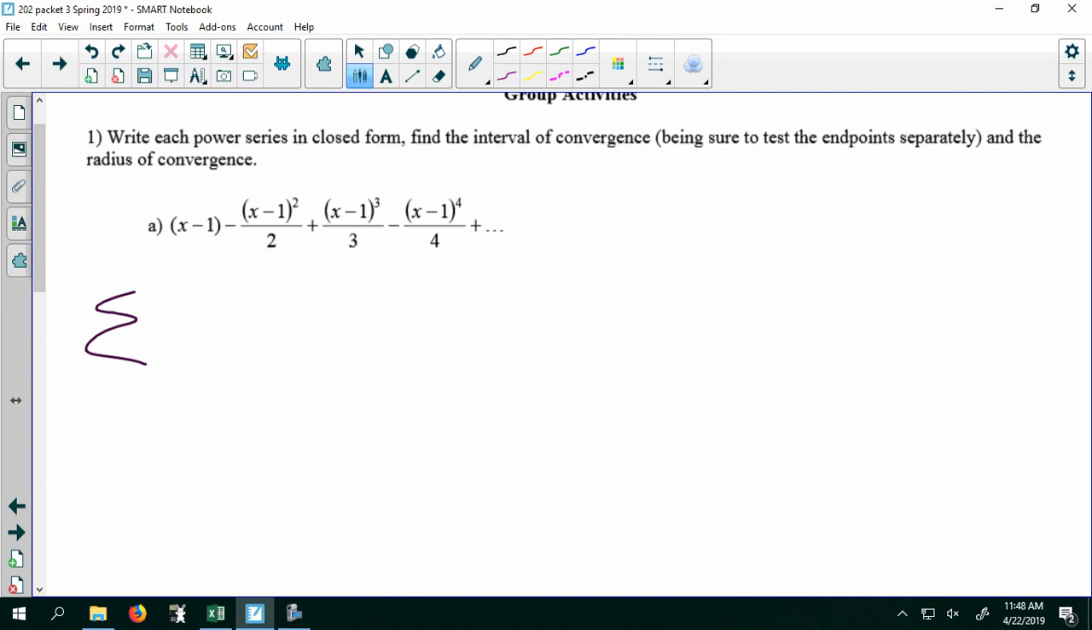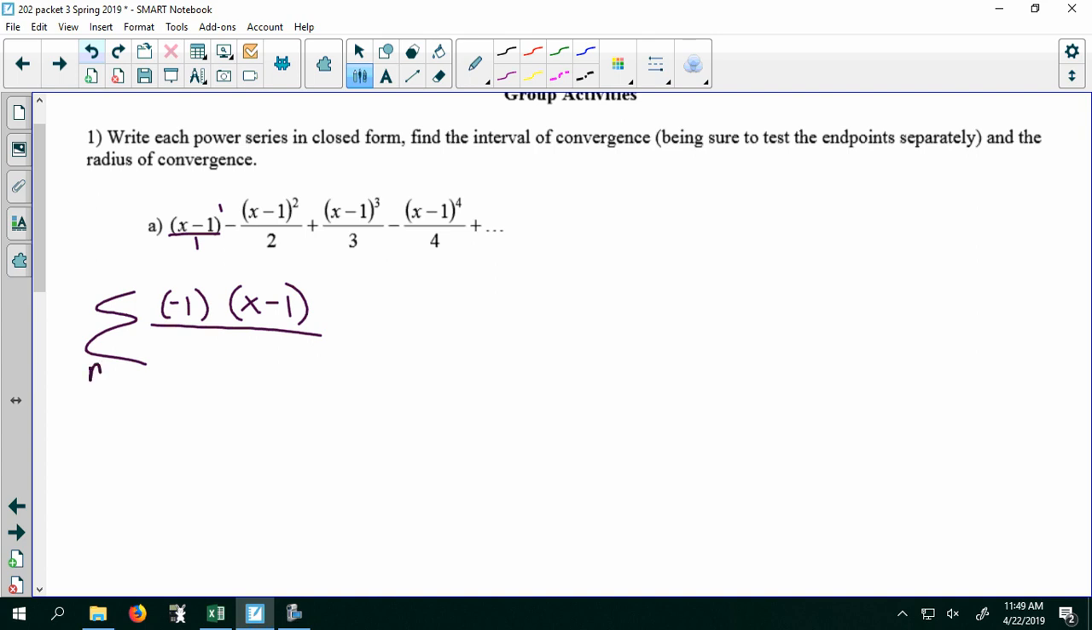The signs are alternating, so I'm going to have a -1 to a power. I'm going to leave the power blank for the moment. And then every term has an x minus 1 to a power. I'm going to leave that blank. And then a denominator. Okay, so I should notice that I'm going to throw in a 1 in the exponent and in the denominator there. So notice that your exponent and your denominator always match. So 1, 1, 2, 2, 3, 3, 4, 4.